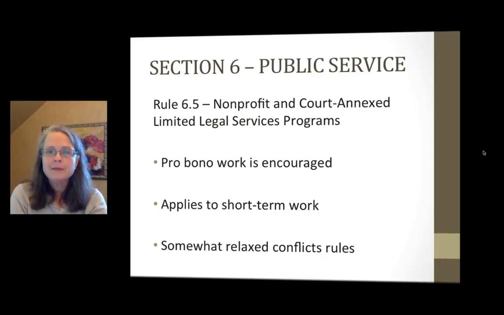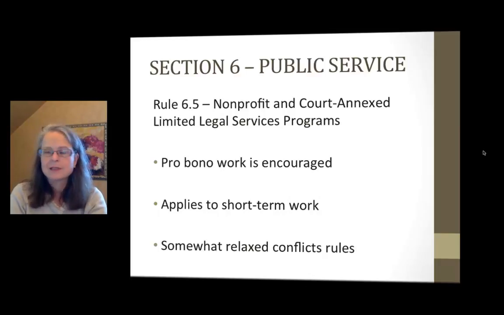So because of the limited nature of this representation, the risk is deemed to be lower that there will be a conflict, and the imputation of conflicts of interest and screening is generally inapplicable. So this means that unless you know for sure that there is somebody who is adverse to your firm, like let's say your firm represents a railroad, you should not be counseling an injured railroad employee on his or her FELA rights against the railroad.